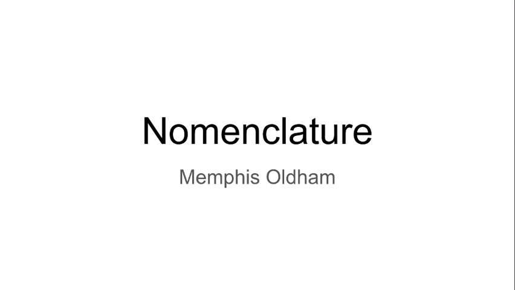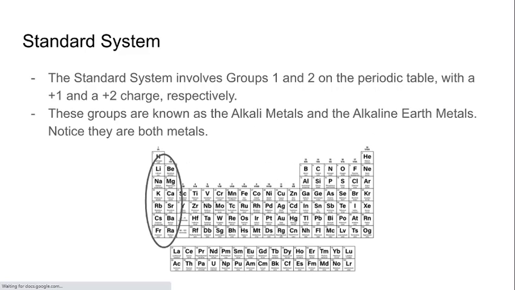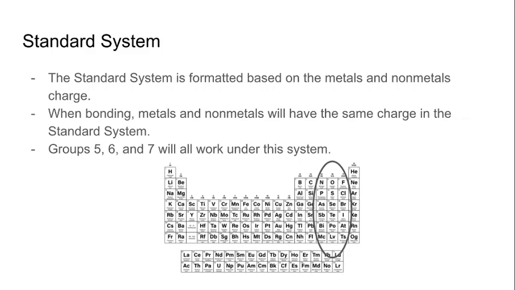First, we're going to start off with the standard system, which is the system of naming a group 1 or group 2 metal to a nonmetal. These groups are called the alkali metals and the alkaline earth metals. They will all have the same charge and will only be a +1 or +2 charge on each metal. Here is an example of how the system works.